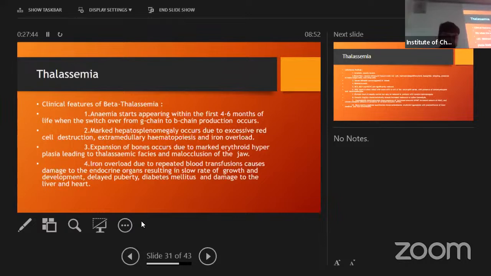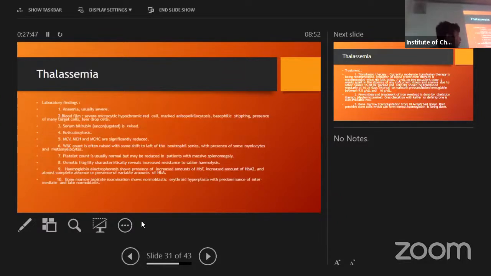Now, the laboratory findings. Anemia is usually severe. Blood film shows hypochromic cells, anisopoikilocytosis, basophilic stippling, target cells, etc. Serum bilirubin is raised, with reticulocytosis, and MCV, MCH, MCHC significantly reduced. Platelet count is usually normal but reduced in patients with massive splenomegaly. Osmotic fragility reveals increased resistance. And hemoglobin electrophoresis indicates an increased amount of hemoglobin F and hemoglobin A2, and a decreased amount or complete absence of hemoglobin A.